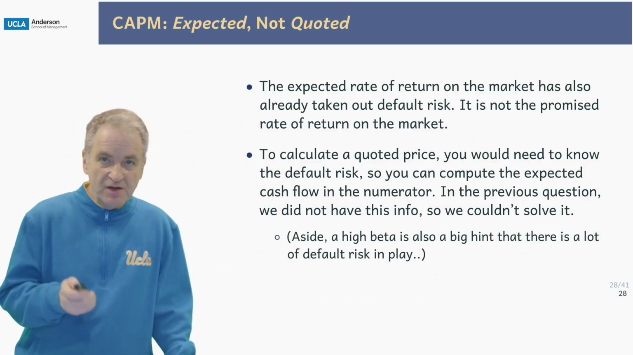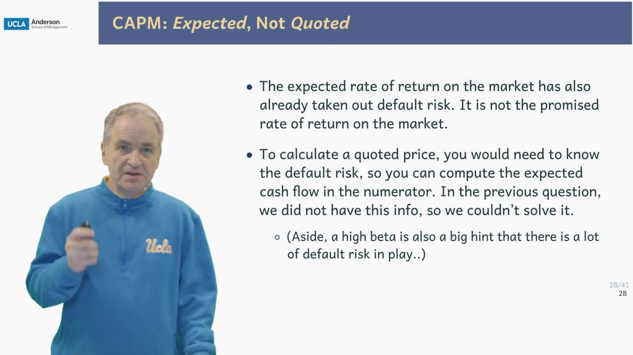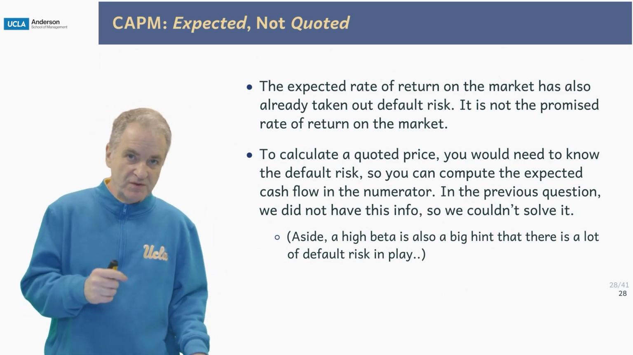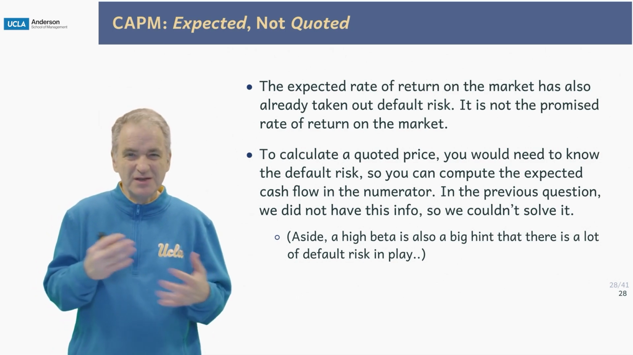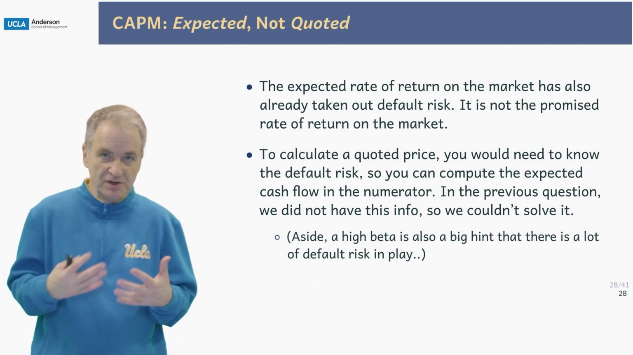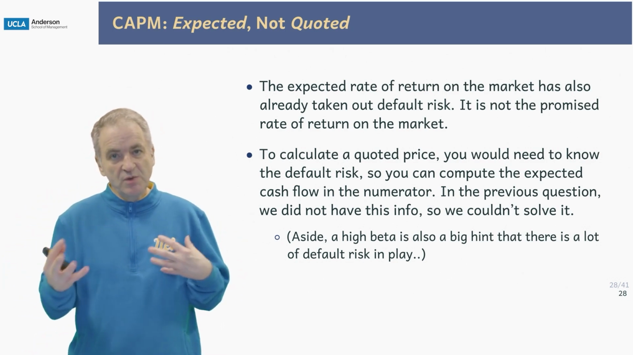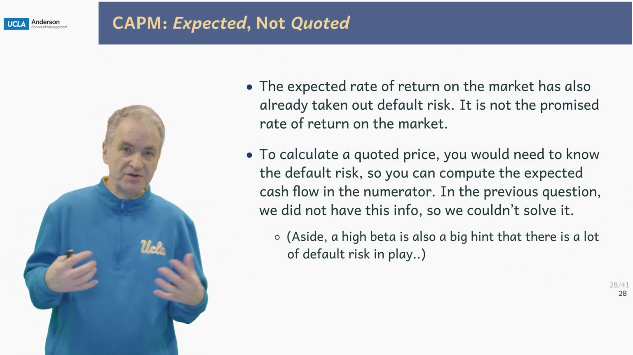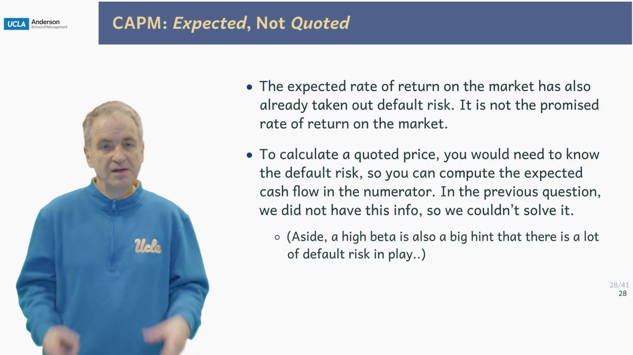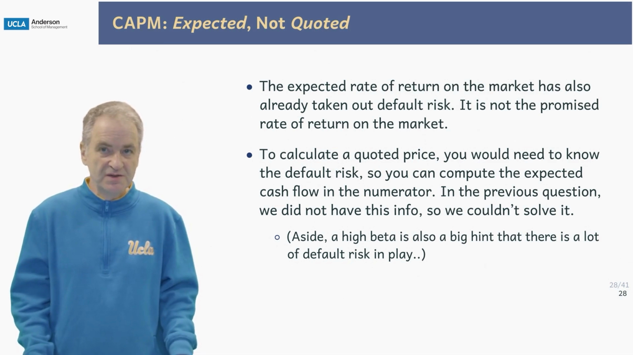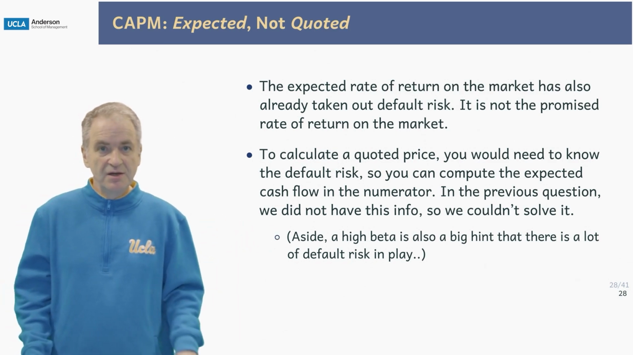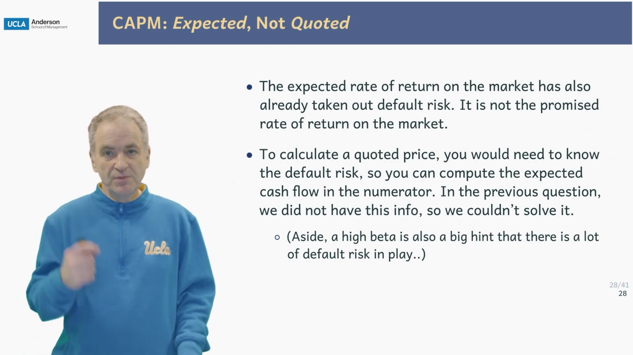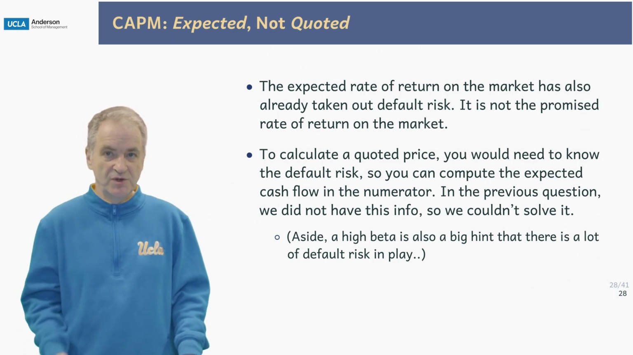The expected rate of return on the market has also already taken out the default risk. It's not the promised rate of return on the market, because for stocks, we really don't do it as much as for bonds. Usually when we quote historical numbers, we already have an expected rate, an average rate, not the promised rate. For calculating the quoted price on this bond that we just had, you would also have to know what the default risk is, so you can compute the expected cash flow in the numerator.